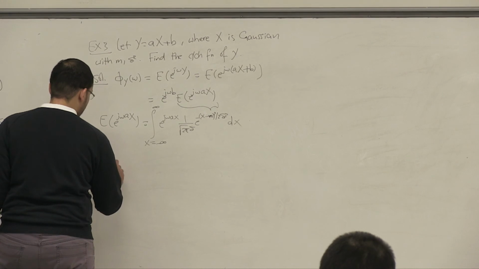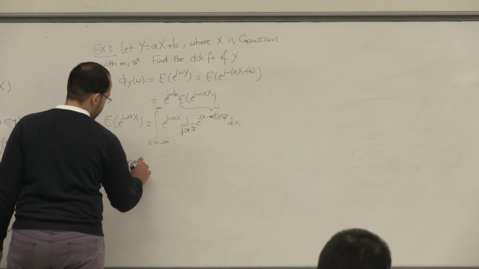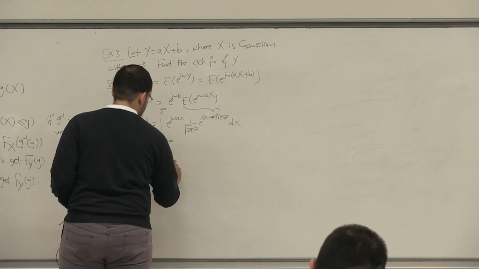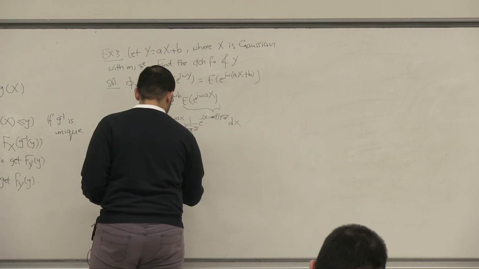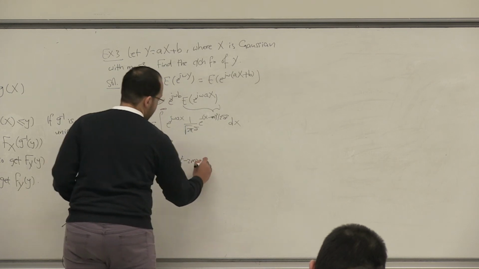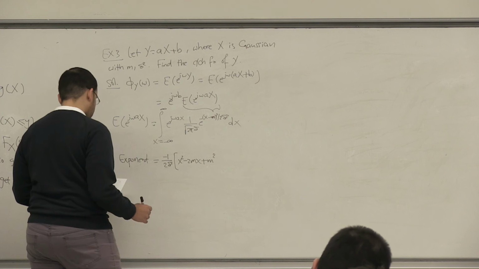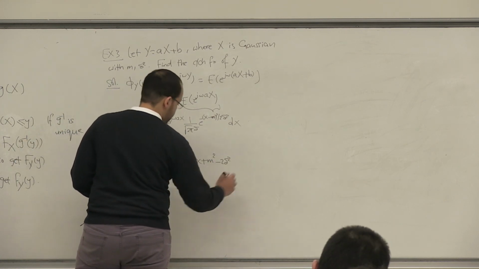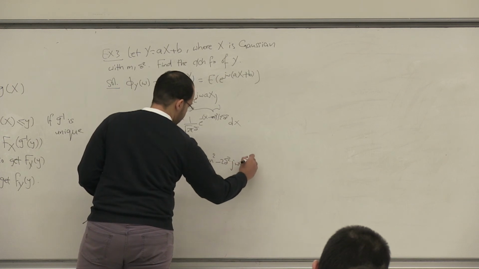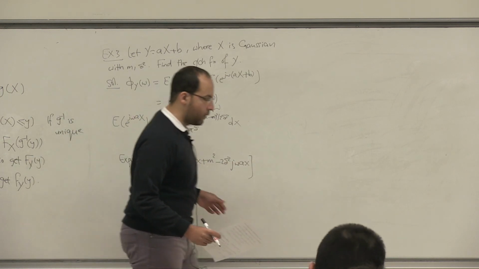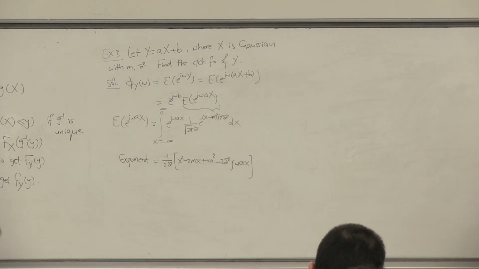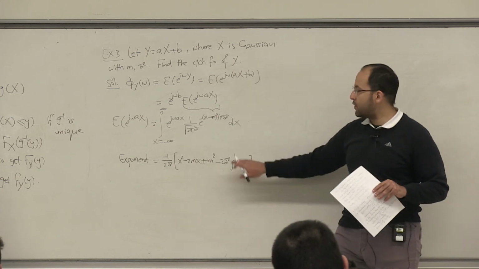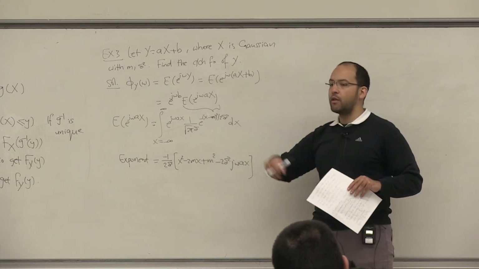So let's look at the exponent alone. The exponent in this case is minus 1 over 2 sigma squared, times x squared minus 2mx plus m squared, minus 2 sigma squared j omega ax. How can we deal with this thing such that we end up creating a solvable integral here?